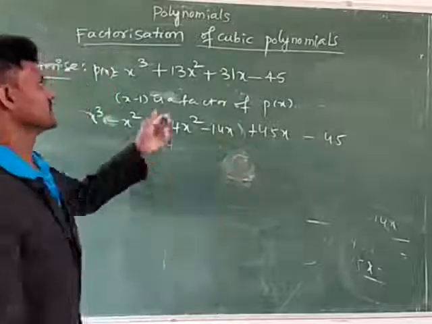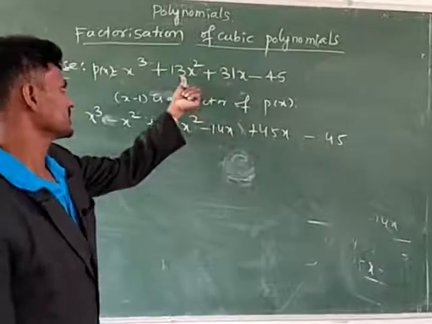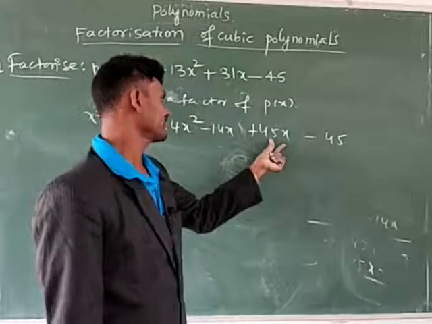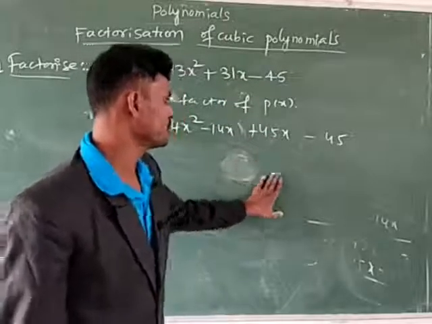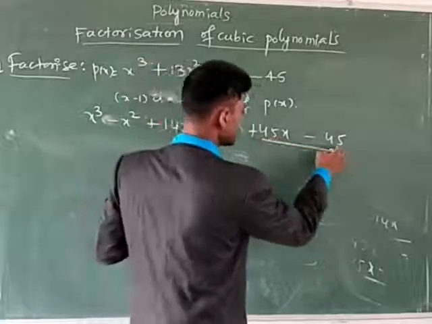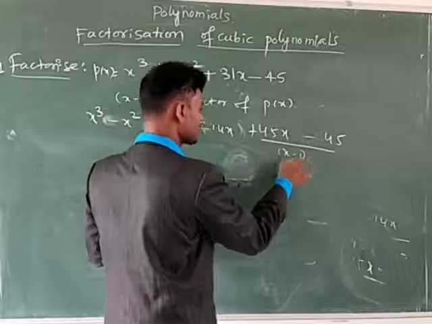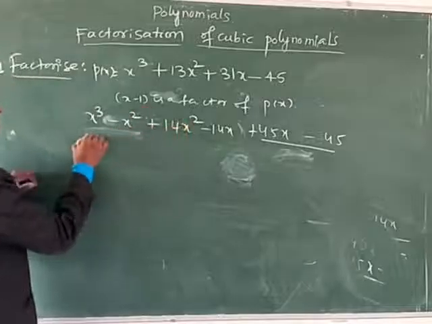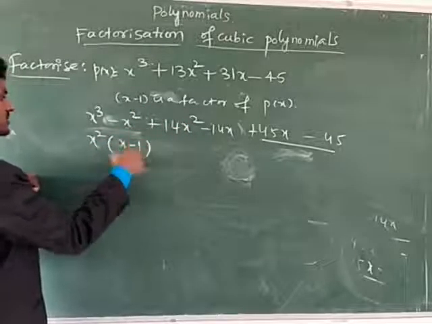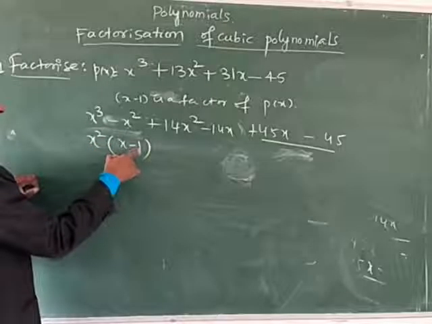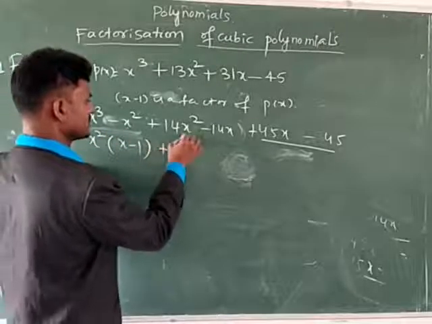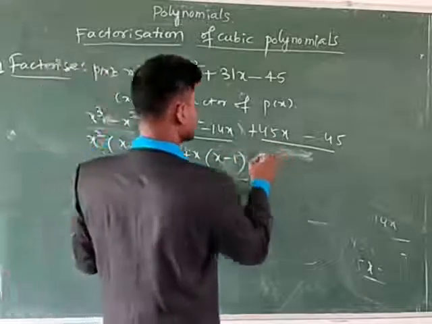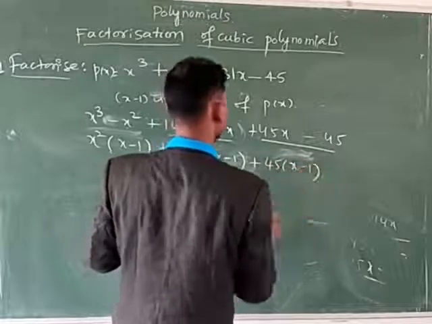See here, these two terms you have to rewrite: 13x square is written as 14x square minus x square. Next this 31 is split as 45x minus 14x. Why do we write it like this? In these two terms you take out x minus 1, the common factor. You take x square common, x minus 1: x square into x cube, here minus x square into 1, x square. Plus in these two terms you take common 14x, x minus 1. In these two terms you take common 45, x minus 1.